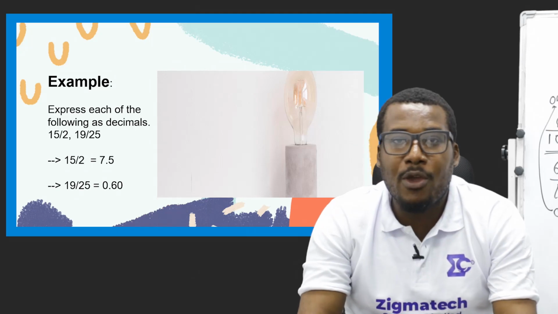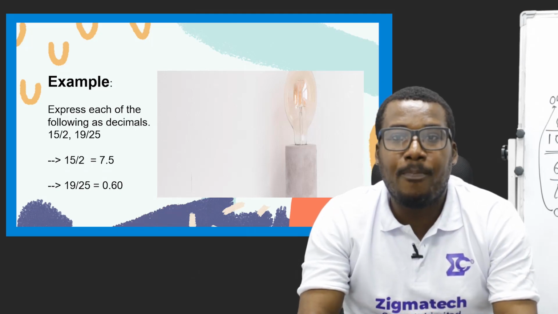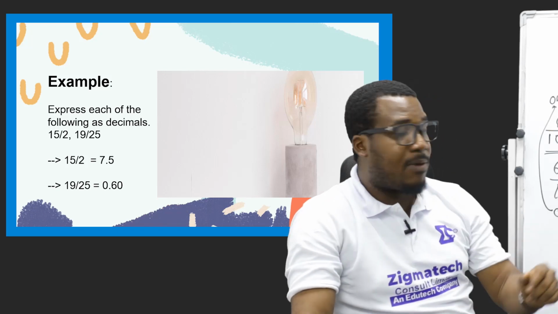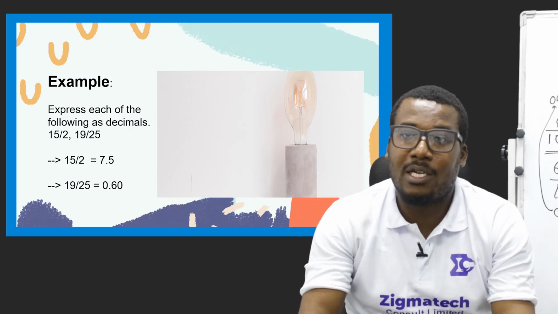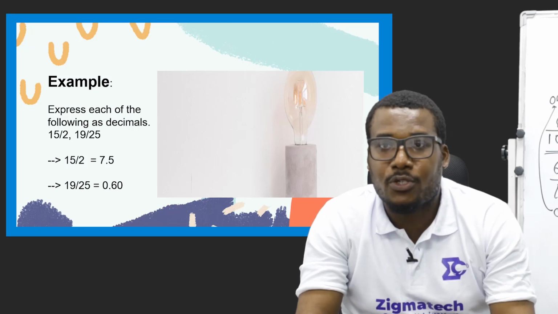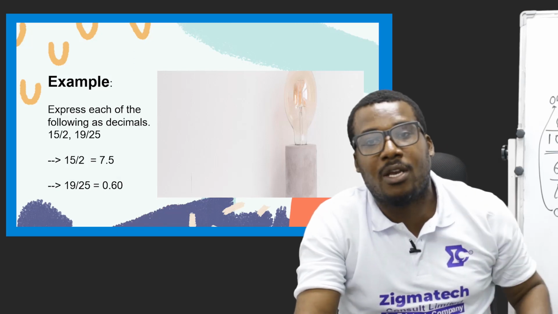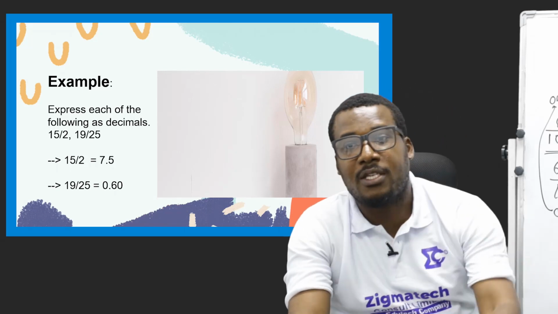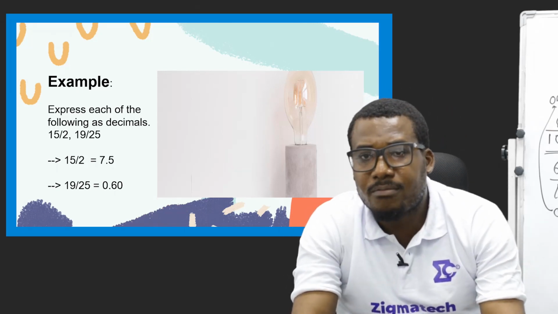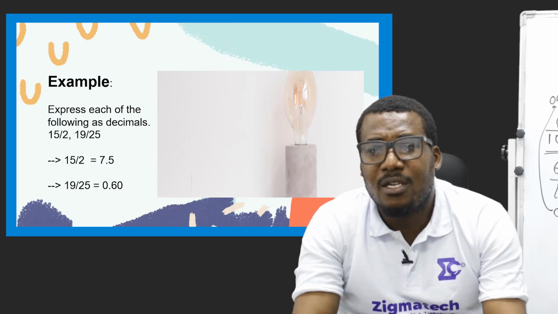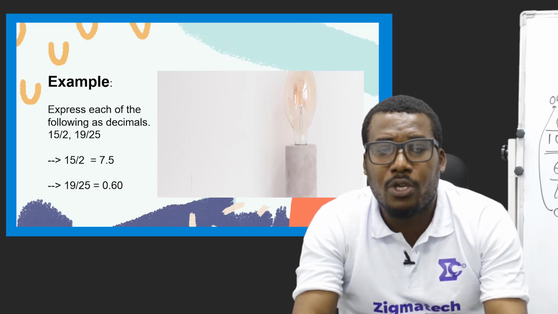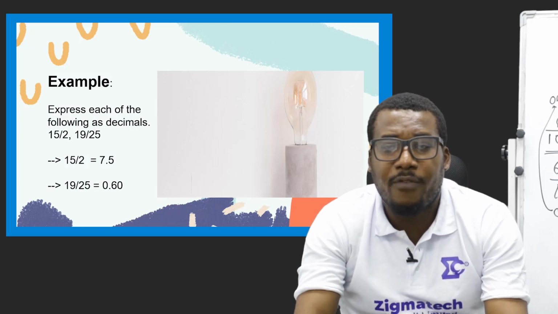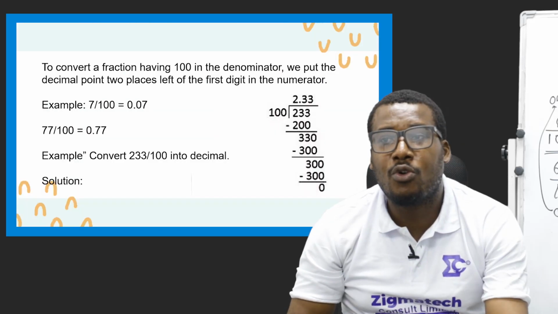You're having an example where you have to work with fractions that are not fine numbers, as I explained here: 10, 100, 1,000, and so on, a 1 and zeros. What if you have a case where you are working with 15 over 2, as you can see there? How do you solve it? How do you get it? You must use your long division. Your long division will help you to do it.